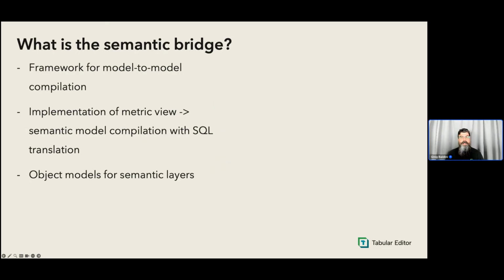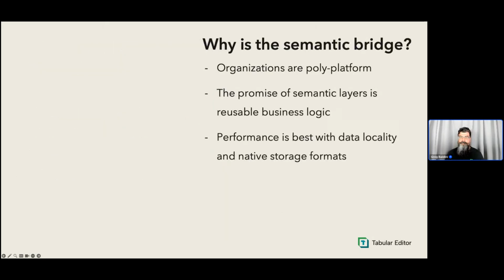But it allows us to take a model that is defined in some specific language or some format, and then we can take that and put it into a different format. So it takes two different models that represent the same thing and serializes them in different ways. We've got an implementation of metric view to Microsoft semantic model compilation with SQL translation as well. So we look at the measures that are defined, we look at the SQL expressions, and we actually translate from SQL to DAX. We've also got object models for these semantic layers. And again, we'll dive into what each of these things is and what they mean as we move through this.